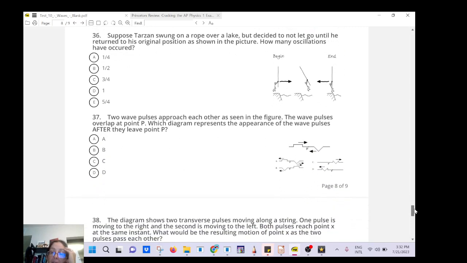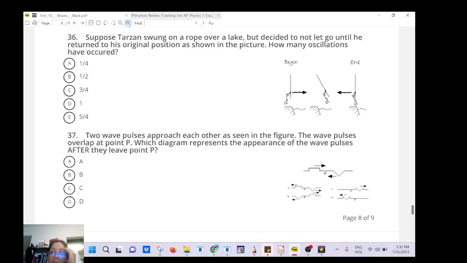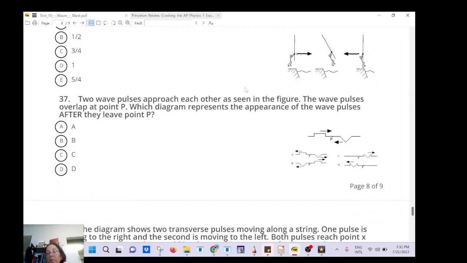So that's something that you should know. When two waves move, they interact with each other. So at some point they will be at the same place at the same time, but when they pass each other out, they will retain the same shape. So that means the answer is B.